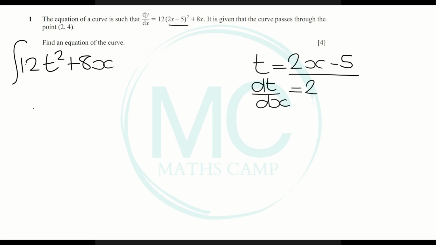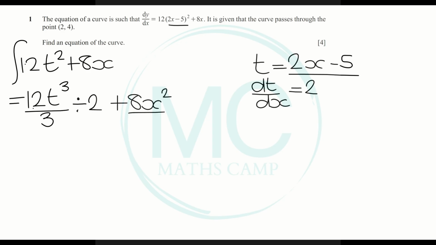Now I can integrate. I'm going to get 12t with an exponent of 2 plus 1, which is 3, over 3. Now I divide by my derivative. So we can say divided by 2. Then we need to add 8x. X has an exponent of 1, so this becomes x squared all over 2. And now I can tidy up.